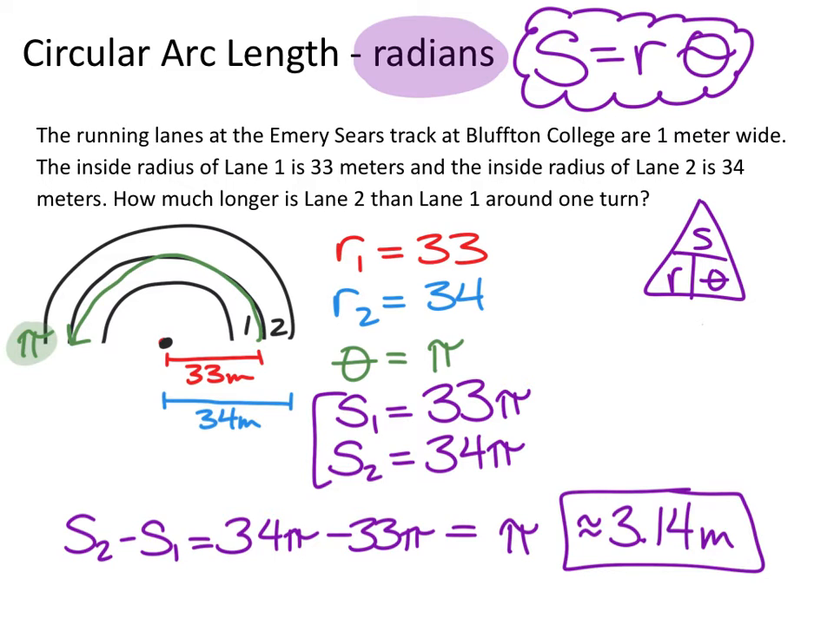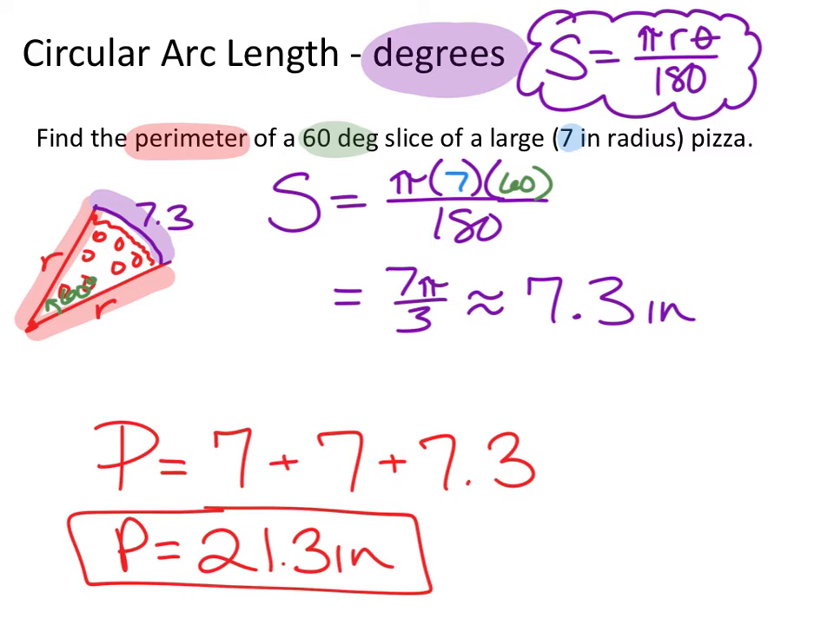Now, last but not least, we have our arc length measurement in degrees. So we have derived a formula here: arc length equals pi times the radius times theta, all divided by 180. That actually converts the degree measurement into radians at the same time. So you can either remember to use this formula if you're given a degree measurement, or you can just convert the degrees to radians, which is what this formula is doing anyway, since that conversion factor is in there.